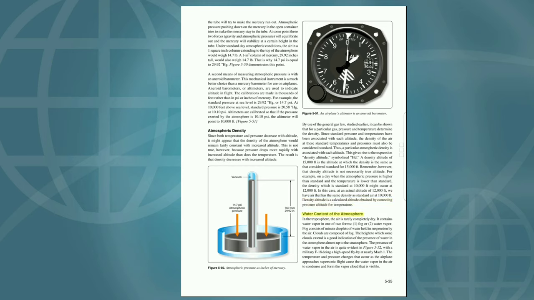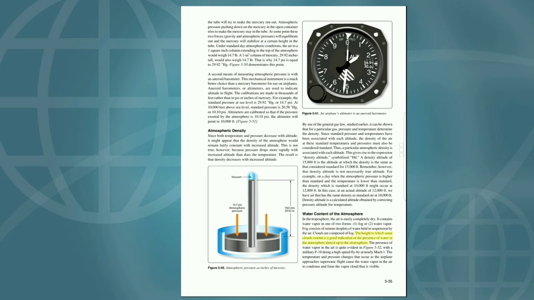Water content of the atmosphere. In the troposphere, the air is rarely completely dry. It contains water vapor in one of two forms: 1. Fog. 2. Water vapor. Fog consists of minute droplets of water held in suspension by the air. Clouds are composed of fog.